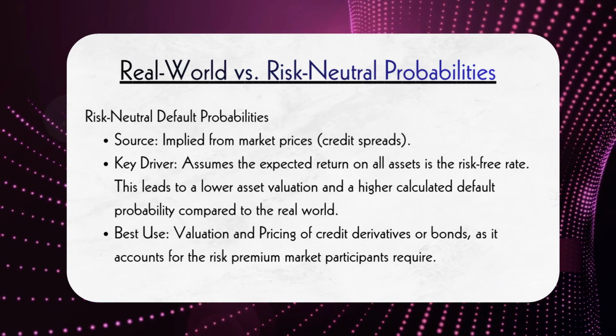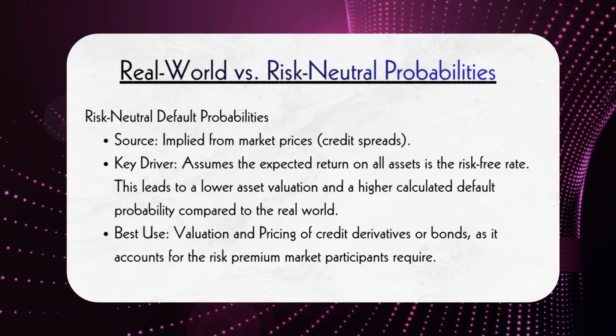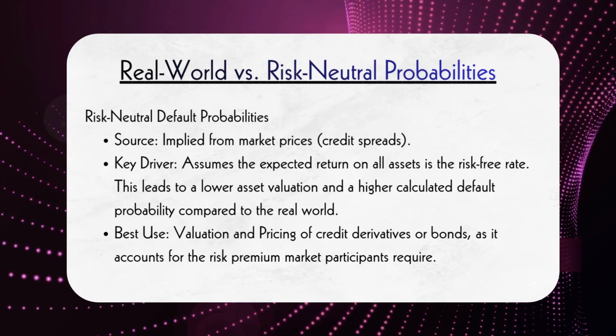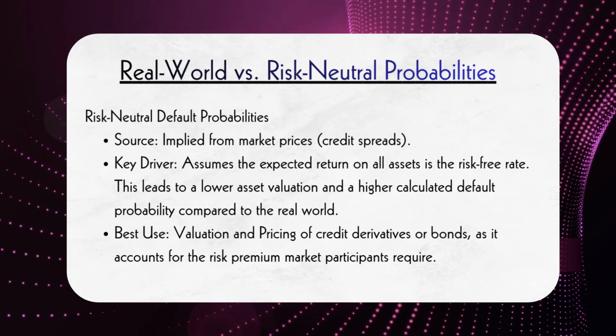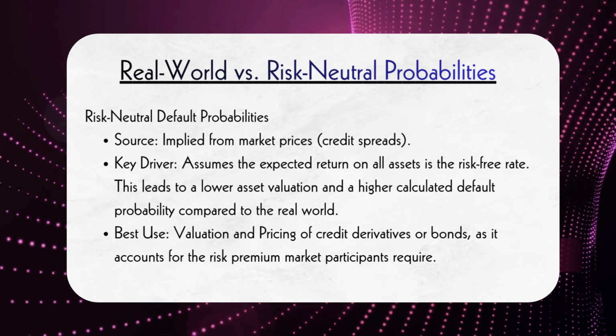To wrap up, choosing which probability to use depends entirely on your objective. If you are focused on valuation and pricing, risk-neutral estimates derived from credit spreads are the standard because no additional premium is required for bearing risk. However, if you are performing scenario analysis or stress testing, real-world estimates from historical data are much more appropriate.